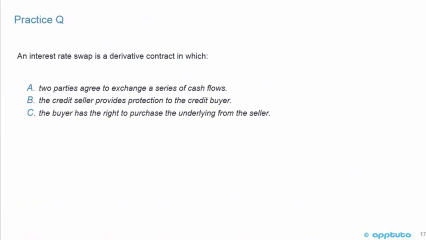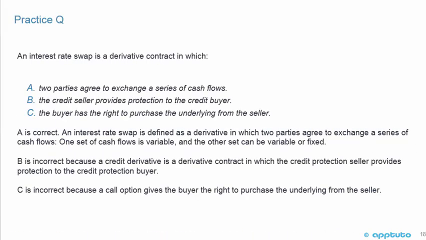Quick practice question. An interest rate swap is a derivative contract in which A, two parties agree to exchange a series of cash flows, B, the credit seller provides protection to the credit buyer, or C, the buyer has the right to purchase the underlying from the seller. Okay, this one wasn't tricky at all. It doesn't matter what kind of a swap. A swap is a derivative contract in which two parties agree to exchange a series of cash flows. That's it, that's the definition.